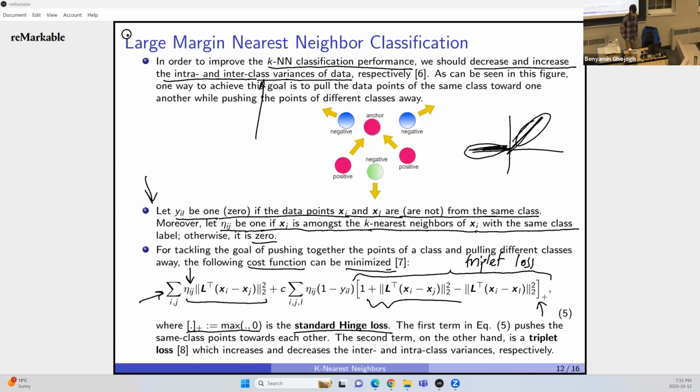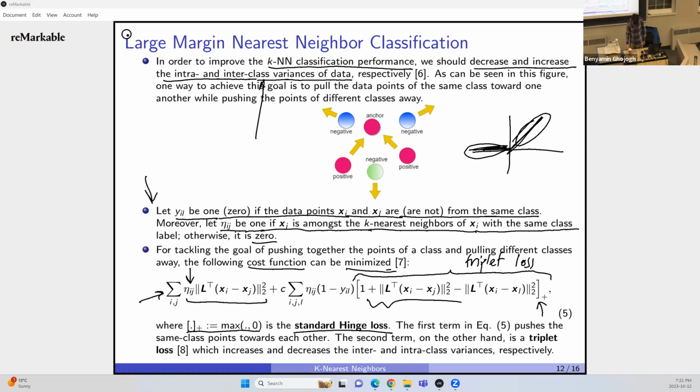Okay. Now, with this explanation, let's analyze this last function. Can you tell me what the first term is doing? It's saying that if 2 points in terms of pattern are similar to each other, are k-nearest neighbors of each other, and also they belong to the same class, of course, push them toward each other. In other words, they are anchor and positive, and they are also similar in terms of pattern, right? So if 2 points are not nearest neighbors of each other, or they are from different classes, this first term becomes 0. We don't care. Agree? Okay.